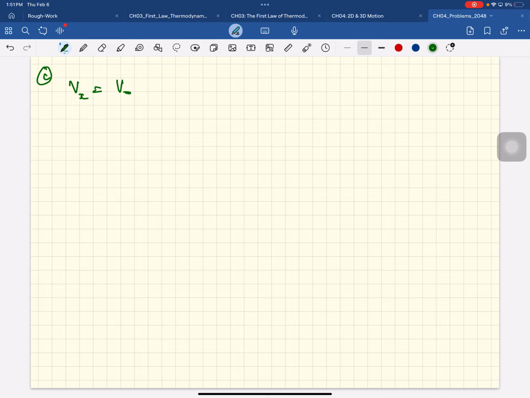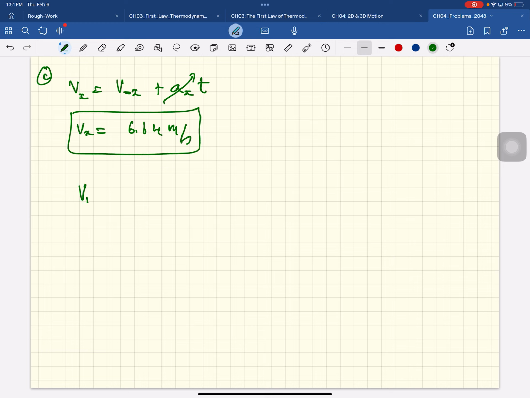Vx equals v naught x plus a x t. That acceleration is 0, and so this is 6.64 meters per second. So that's the final x component of the velocity. Vy is v naught y plus a y t. What is the initial y component of the velocity? 0. It comes off horizontally from the table. Yes, so Vy is minus 9.8 meters per second squared, and time was 0.45 seconds.